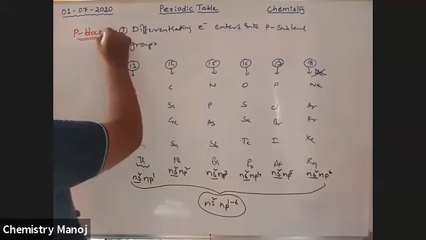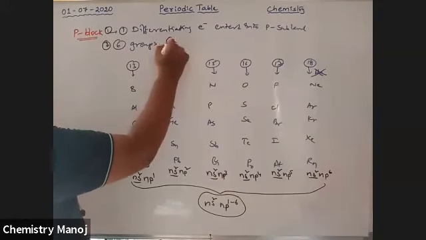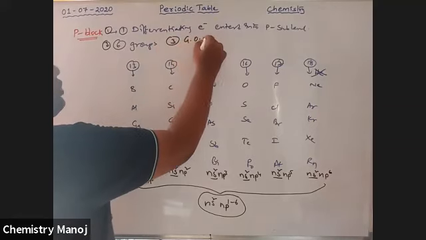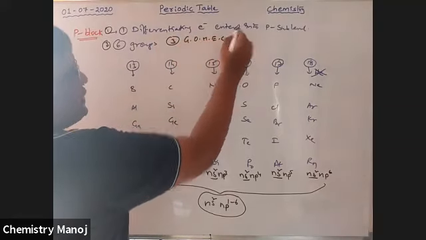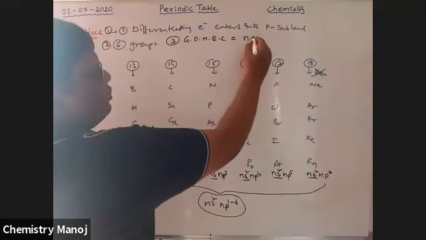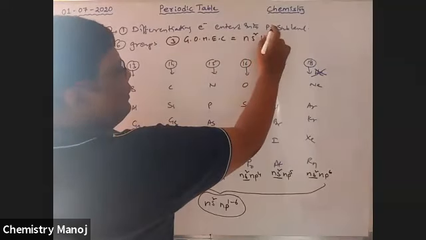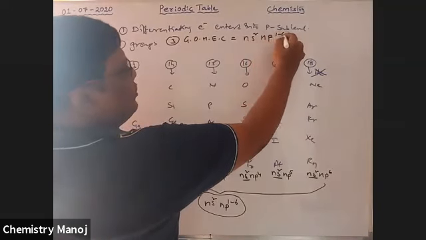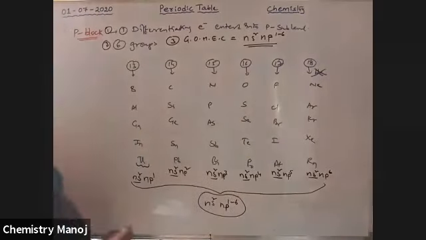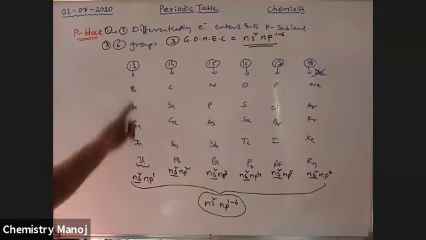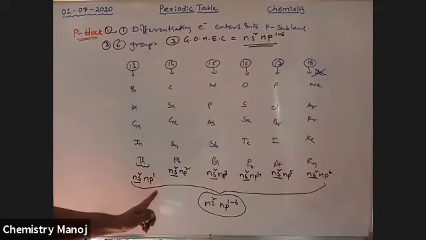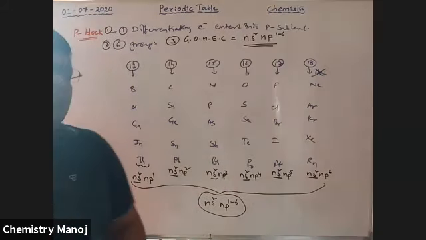So that is the second point. For the third point, the general outermost electronic configuration is ns2 np 1 to 6. For the 13th group elements, it is ns2 np1.